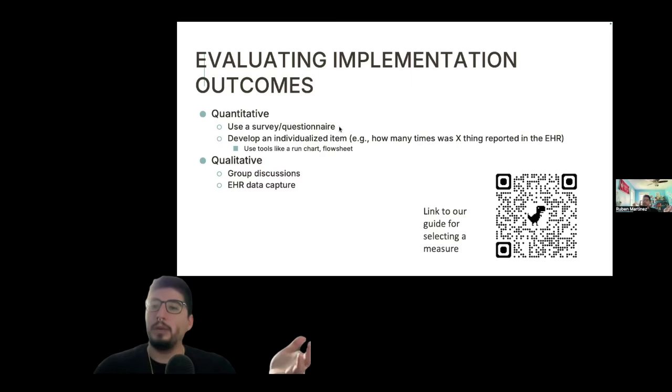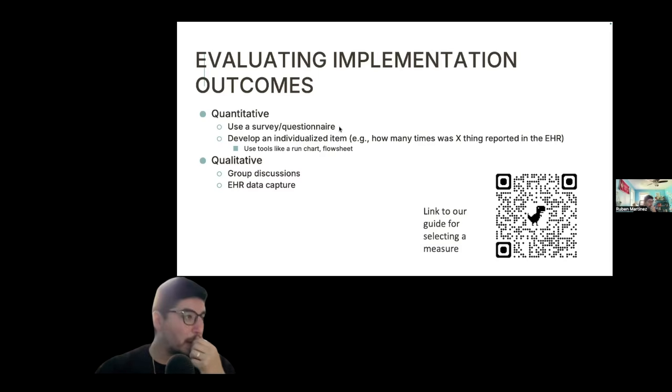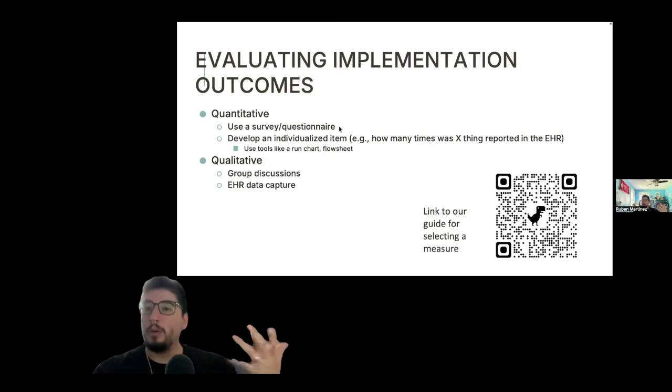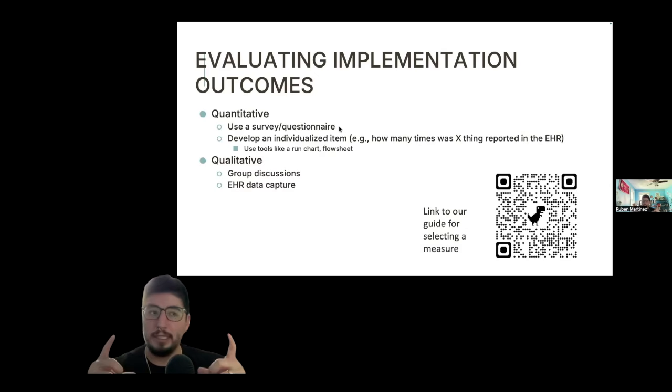And those are typically our implementation outcomes, right? Because if you're wanting to know how many times X thing is done, that's something that can be built into the EHR through something like a flow sheet. You can also use informal qualitative methods, things like group discussions, and then chart reviews, EHR data capture, looking at the actual narrative to see what was done, maybe capturing a certain percentage of cases.